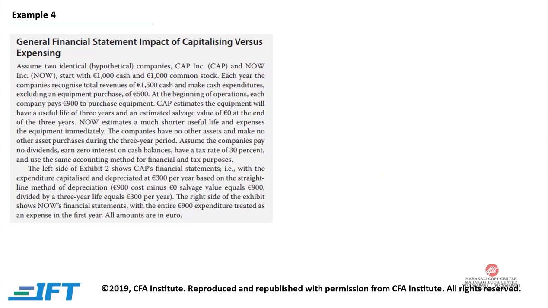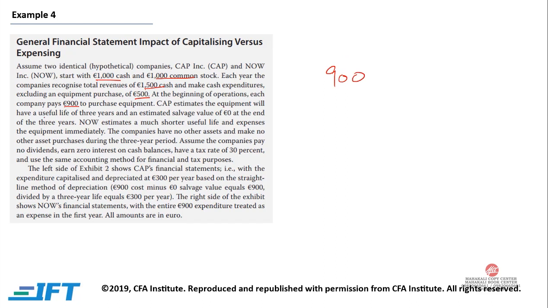Example 4, general financial statement impact of capitalizing versus expensing. Assume two identical companies, CAP and NOW, start with $1,000 cash and $1,000 common stock. Each year, the companies recognize total revenue of $1,500 cash and make a cash expenditure excluding an equipment purchase of $500. At the beginning of operation, each company pays $900 to purchase the equipment. So $900 is being used to purchase the equipment.